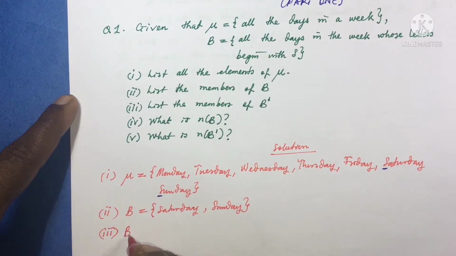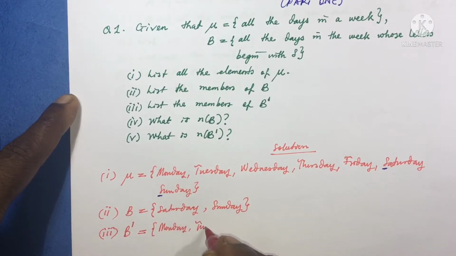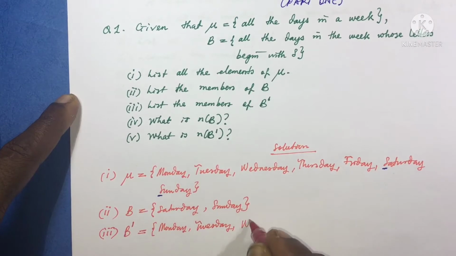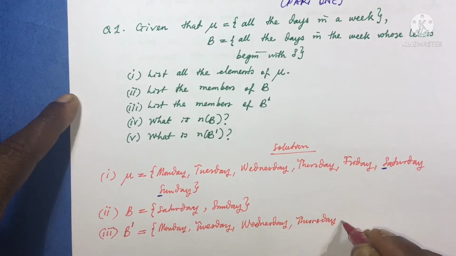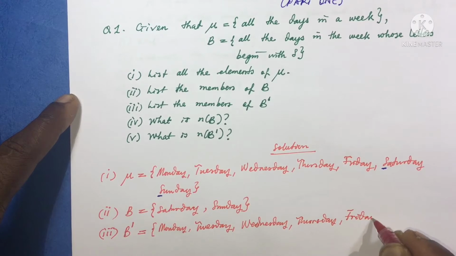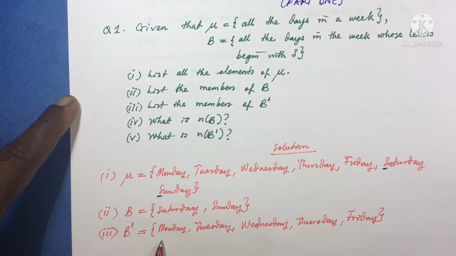So automatically, B complement, otherwise called B prime, would be the set containing Monday, Tuesday, Wednesday, Thursday, and Friday. Why does this set contain Monday, Tuesday, Wednesday, Thursday, and Friday? It is simply because B complement refers to the elements in the universal set that are not found in B. Okay, so let's move to number 4.